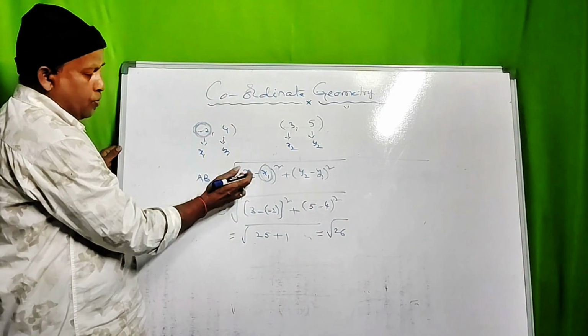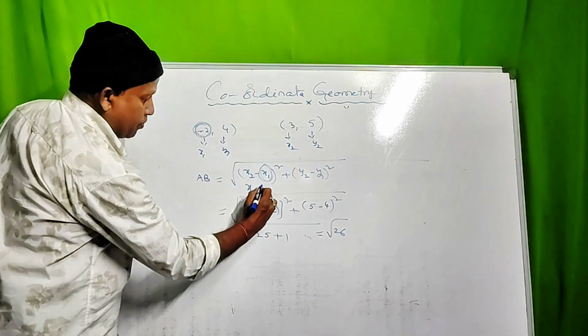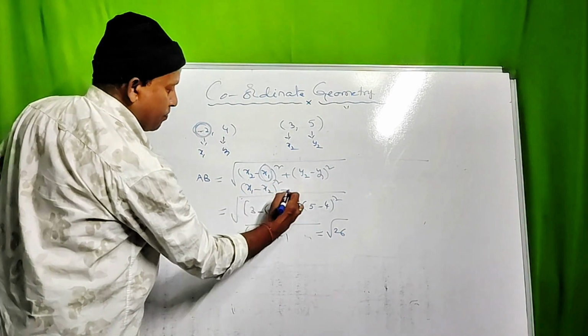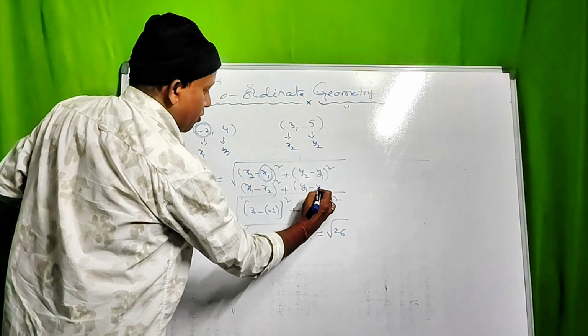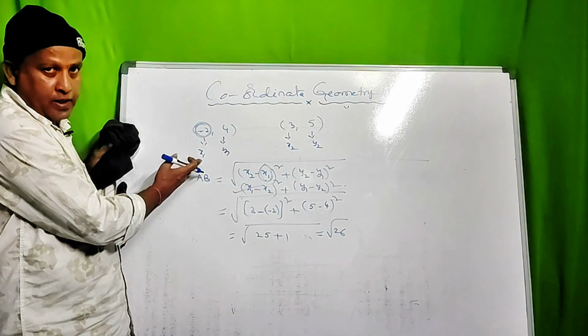So either you can use this one, or as I said previously, you can use this one also: (x1 minus x2) whole square plus (y1 minus y2) whole square. Once it is clear, let me go to the next formula, please.